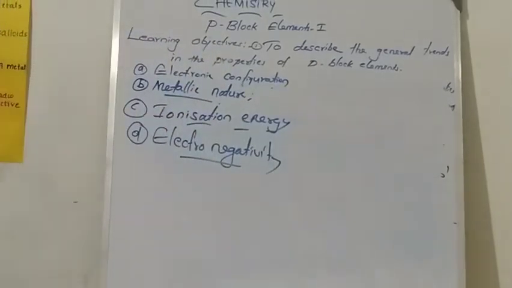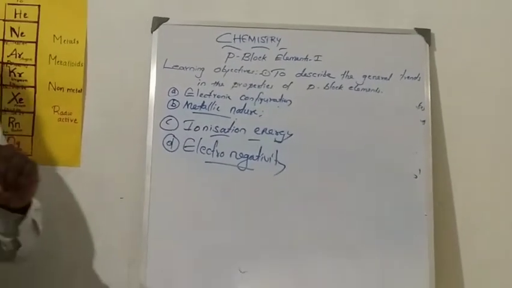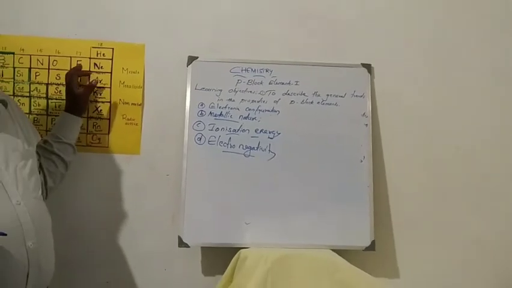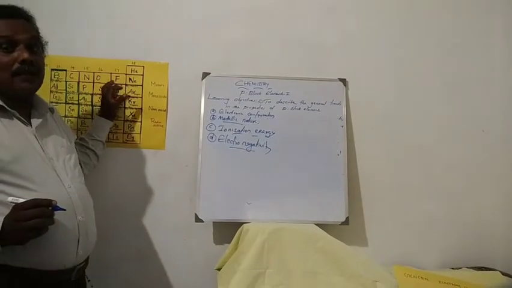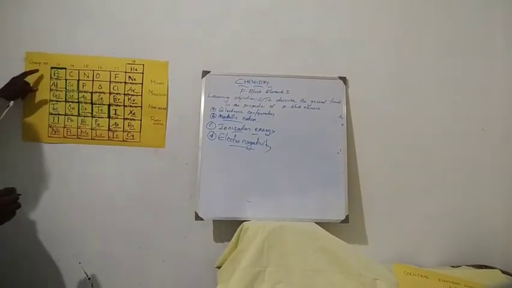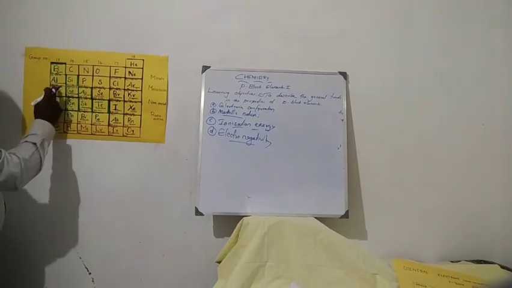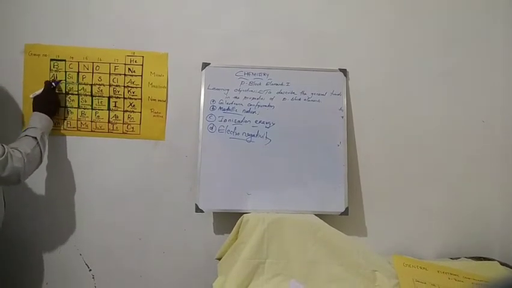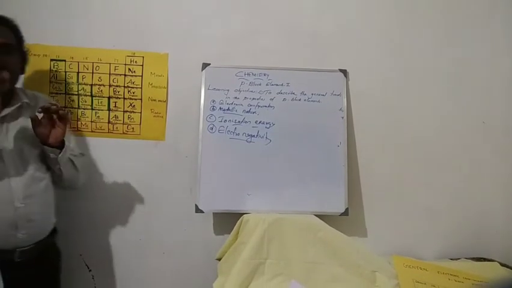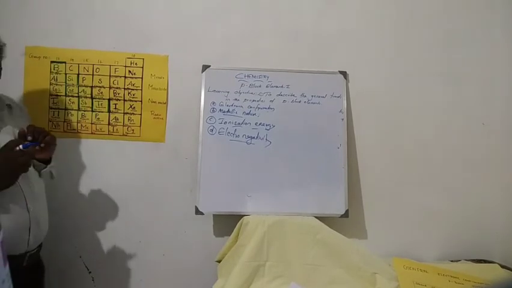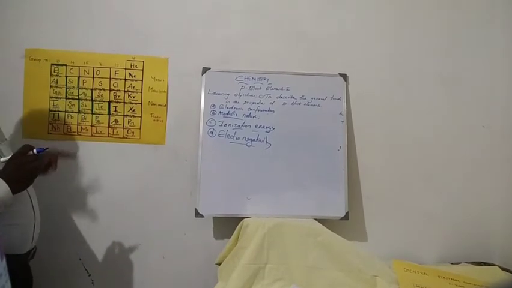As we move down the 13th group, the electronegativity first decreases from boron to aluminium. In the case of gallium, it marginally increases. That is in the 13th group.